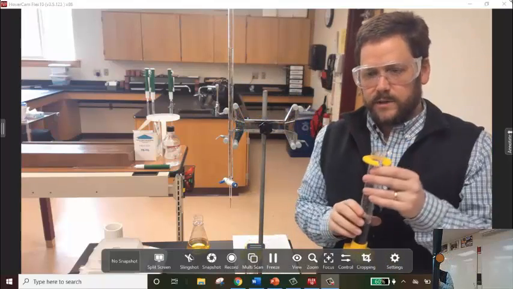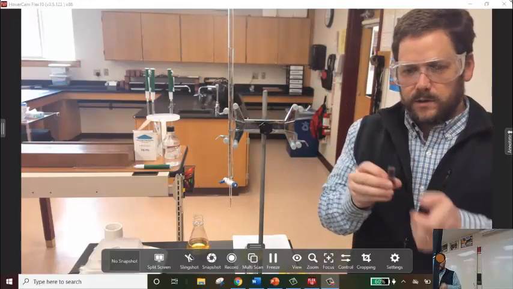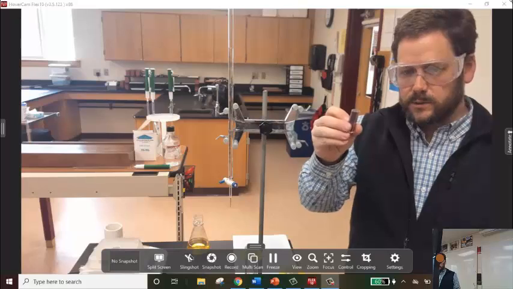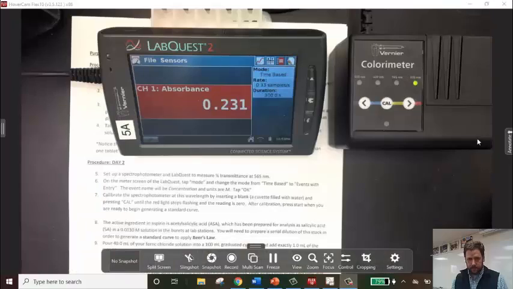I'm going to go ahead and put that into a pipette. We really only need a tiny sample in order to measure the absorbance. So this is solution A. Now I'm going to go ahead and make solutions B through E.